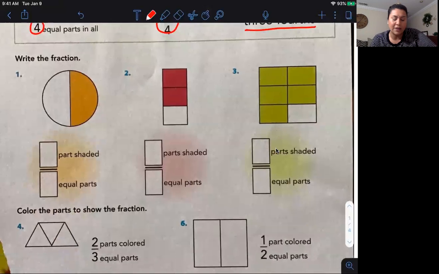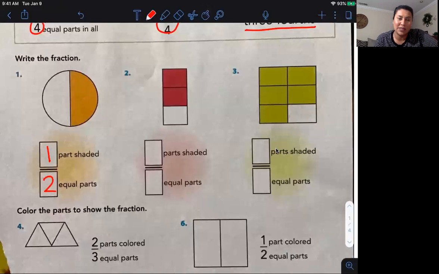Okay, let's look at the first one. How many pieces is this cut into? 1, 2. So how many equal parts? 2 equal parts. How many parts are shaded in or colored in orange? Just 1. So we're talking about 1/2. Everybody say 1/2. Good job.